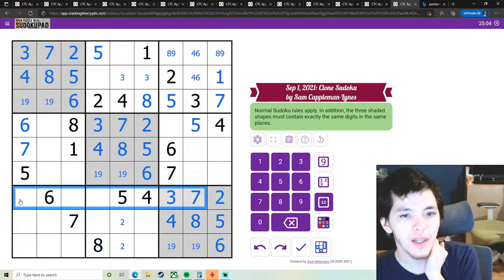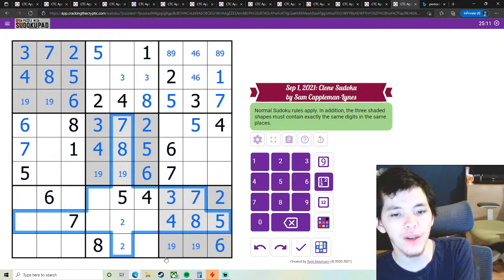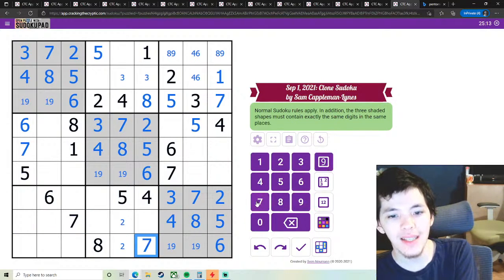Not yet, but, oh yeah, before I said that it had to go in one of these 2 spots, but I totally missed this 7 over here. So actually we know for a fact that this is a 7.